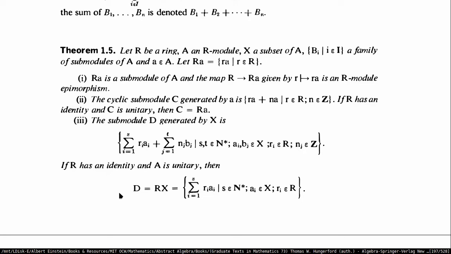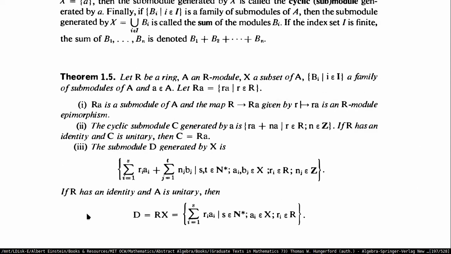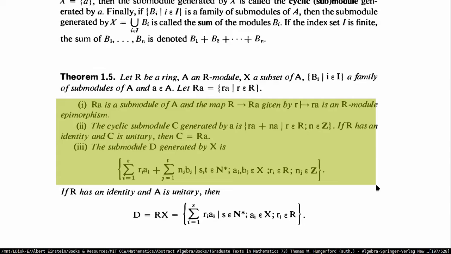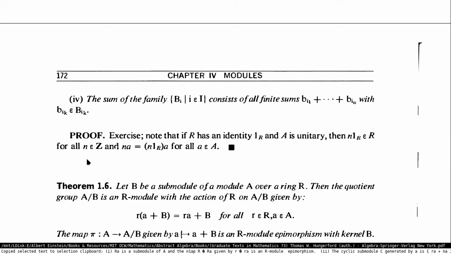Okay. The last one is about the family. The family just means that the sum of the family consists of all the finite sums of the elements from each family member. So, yeah. The proof is an exercise because I believe all of these are pretty trivial to check, aren't they? I mean, the first one is trivial to check why it's a submodule. Then the cyclic submodule part, you'll have to check a few conditions. The third one, you probably would have to do some effort, but yeah.